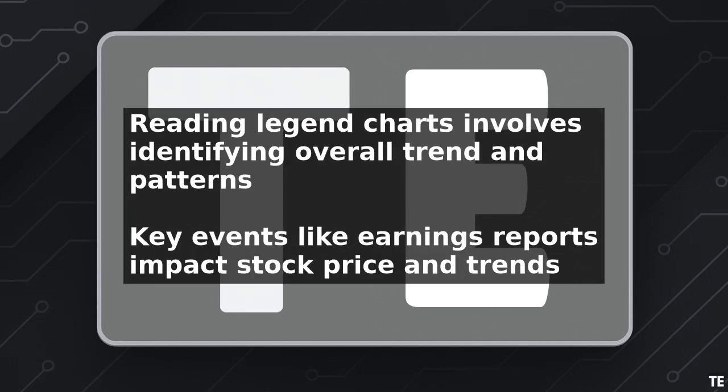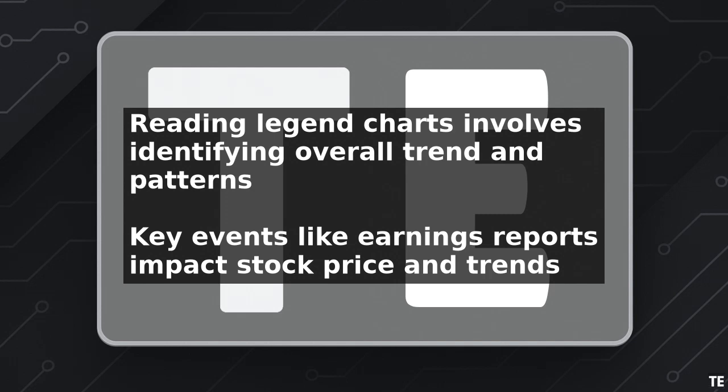When analyzing a legend chart, it's essential to consider the time frame. A short-term chart may show more volatility, while a long-term chart provides a broader view of the stock's performance. You can adjust the time frame by using the zoom in and out features or by selecting a different chart type. In addition to the chart itself, Robinhood provides several indicators and tools to help you analyze the stock's performance.